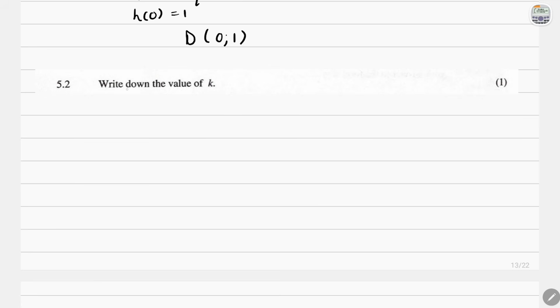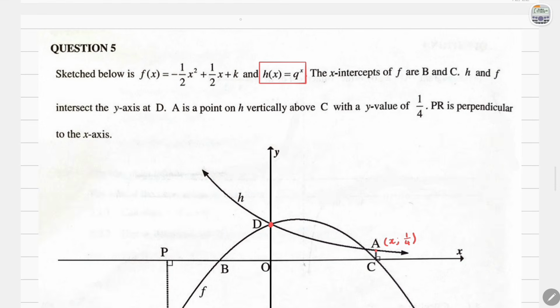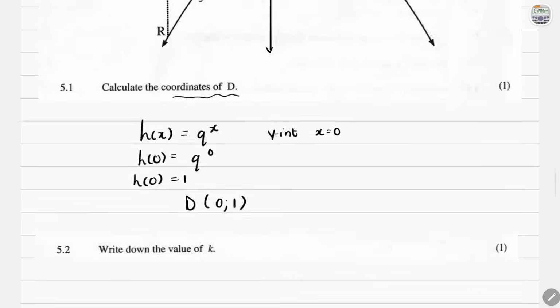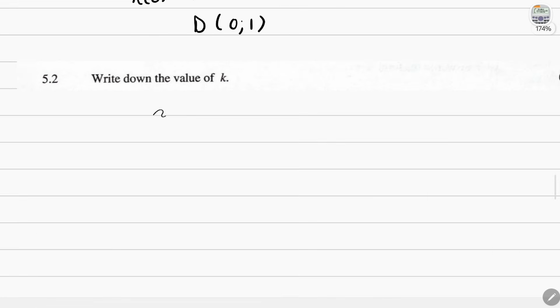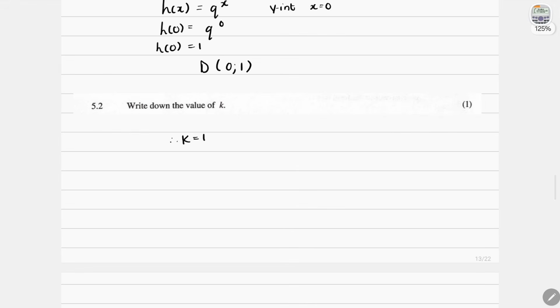The second question, 5.2, is to write down the value of k. So we saw how k is also the y-intercept. It's the y-intercept of the graph of f because it has been put in its standard form. So the value of k is also equal to 1. So k equals 1. Moving on to the next question.